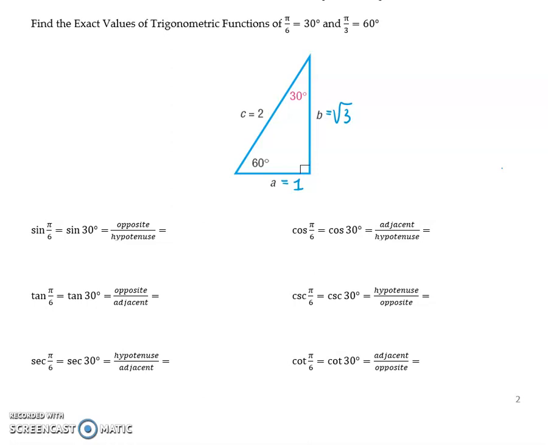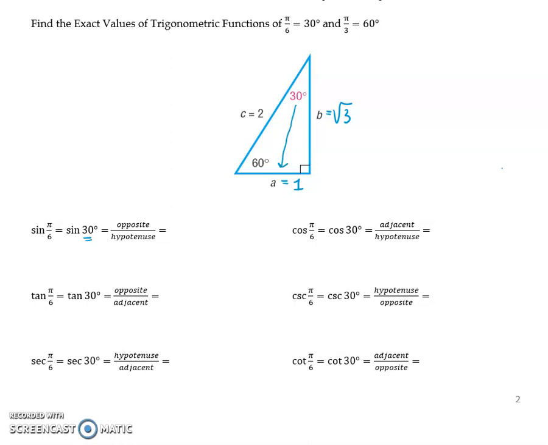Let's go ahead and take a look at finding the exact values of our trig functions using a 30-degree angle. So we have our triangle, and we have our side lengths labeled, and in this case we're going to be looking at 30 degrees. So we want to go ahead and use the 30-degree angle to help us label our sides. So this is the theta that we're working with.